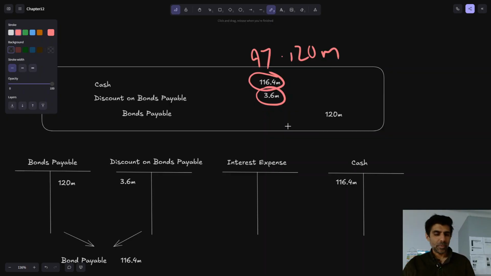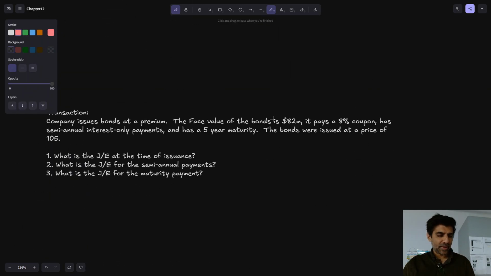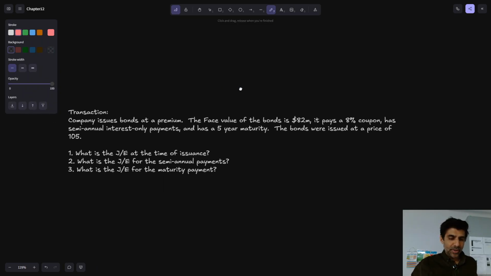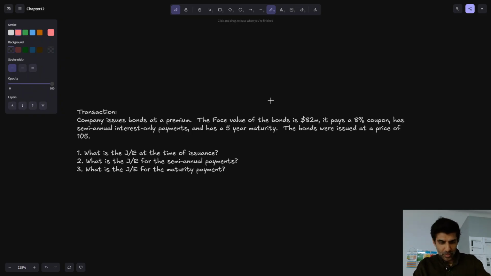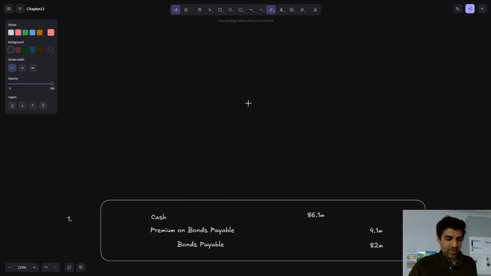Okay, so now let's do the opposite case where we issue at a premium. The face value of the bond is 82 million. It pays an 8% coupon, semi-annual interest-only payments, and it's a 5-year maturity. We can see here that we issued these at a premium, higher than par. So at the time of issuance, we're receiving more cash than the bonds payable. So we're going to have cash coming in that's higher.